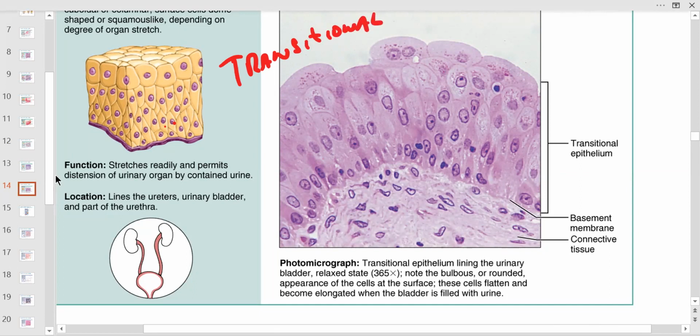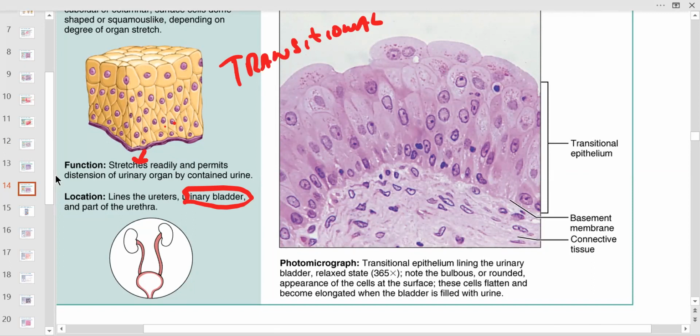And where we see this is in the urinary bladder mostly, because picture this, something that stretches, and the function is stretching and tight junctions. So it permits the stretching and compliance of the bladder as it fills and empties when I go to the bathroom at Chipotle, all right?